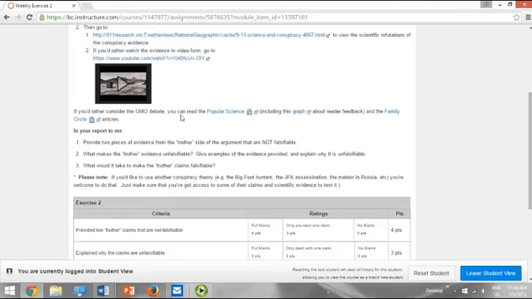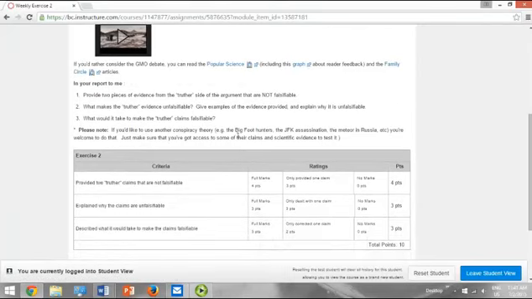I realize that there are other topics that you could use also. You could look at the GMO debate. There's a scientific piece from Popular Science, and a graph of readers' feedback to that piece, which is an interesting example because some of the readers' feedback is unfalsifiable. Family Circle also did an article on it that is useful for forming your evidence for claims being unfalsifiable.